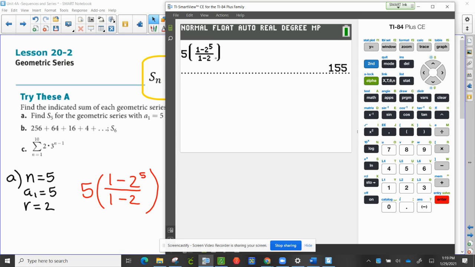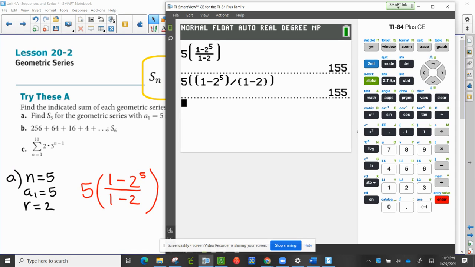Now, if you don't have that fraction feature, you could still type it in. You're just going to have to use a lot of parentheses. You're going to put a parenthesis around the numerator, 1 minus 2 to the 5th power. And then divide for our fraction, parenthesis around the denominator. And then close the big parenthesis from the beginning. So there's another way to do it.